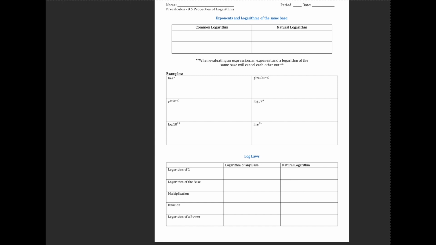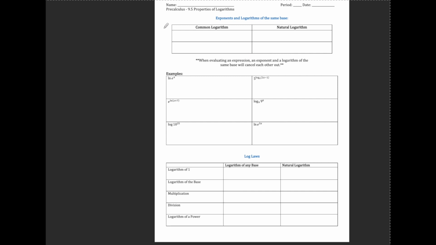Hey guys, today we're going to be looking at properties of logarithms. So the first thing that we're going to look at is exponents and logs of the same base. So I'm going to start by filling this chart in up here with a couple of rules for exponents and logs of the same base.